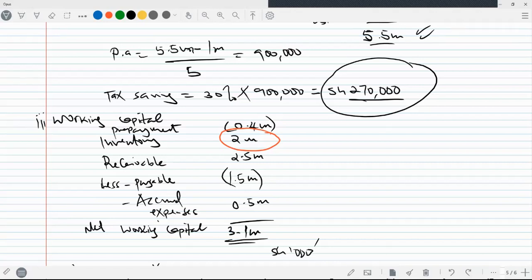Now the question is, Joseph, do you need to pay for the raw material? Of course, they had been purchased. Yes, that's why it means it's money out of the business. That's why in year 0, we need to include the 3.1 million which you are paying for.